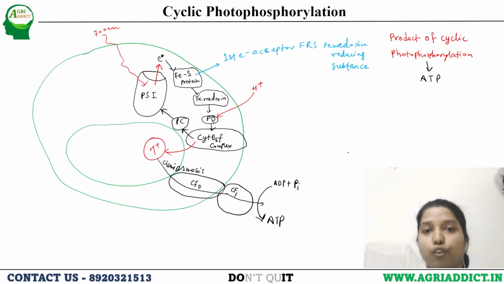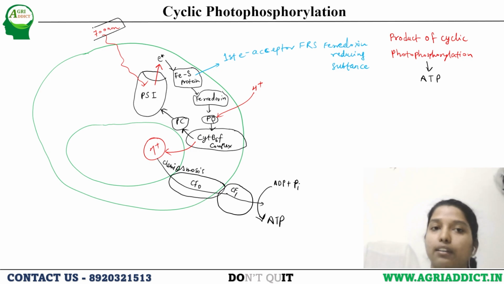Now comes the cyclic photophosphorylation. It is very easy, not as complex as non-cyclic. So what is happening here? Sunlight is falling. This 700 nanometer light is falling on PS1. This magnesium is there.